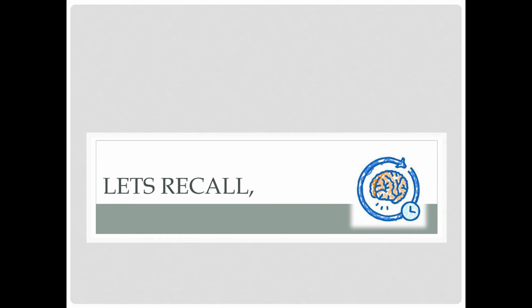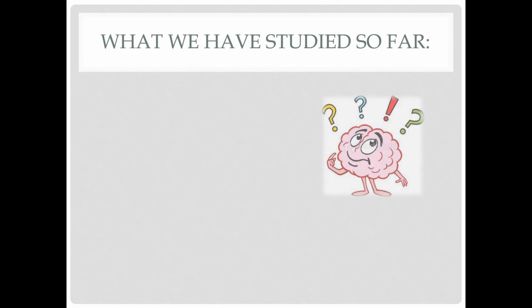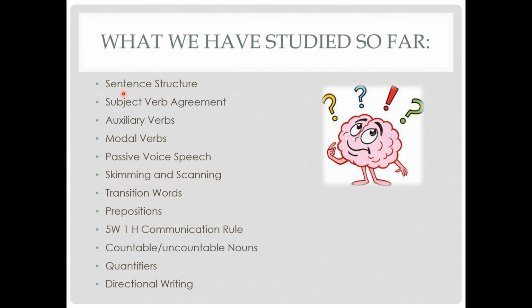Let's recall what we have studied in this course till now. So far, we have studied sentence structure and subject-verb agreement in our first class. We have studied auxiliary verbs and modal auxiliaries. In the third class, we studied passive voice speech and skimming and scanning technique. In the next class, we studied transition words or connectors. We studied something about prepositions as well, the 5W1H communication rule, and quantifiers for countable and uncountable nouns.